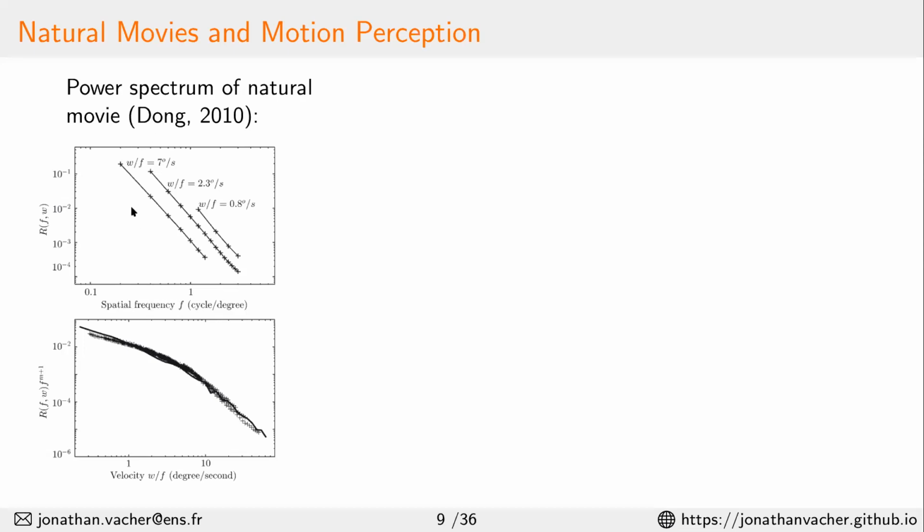Before that, people were studying natural movies and trying to guess what is the distribution of speed in natural movies. Well, when you do the spatial analysis, of course, you find again this power law in the decrease of the power spectrum, which is related to the scale invariance of images. And as a proxy for the speed distribution, they were looking at these variables, so the power spectrum multiplied by frequency, as a function of omega over f, which is homogeneous to the speed. And so for them, this was the distribution of speed.